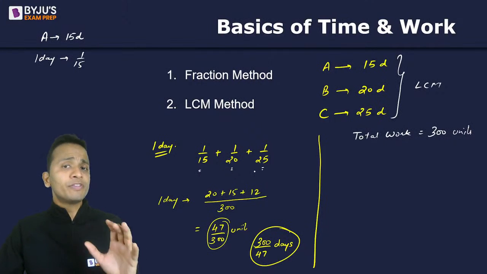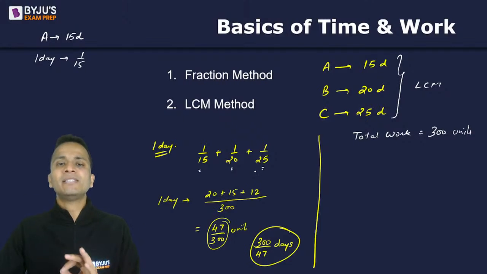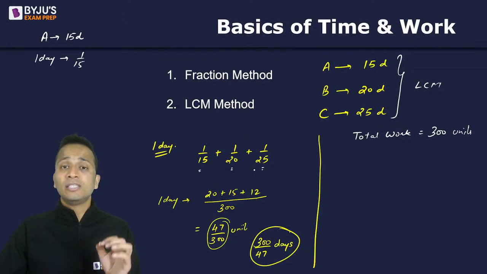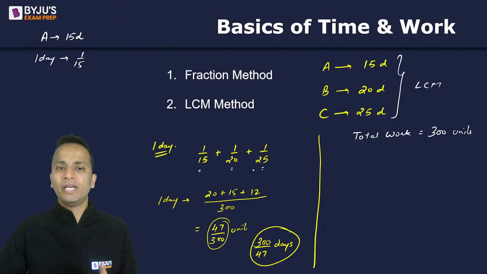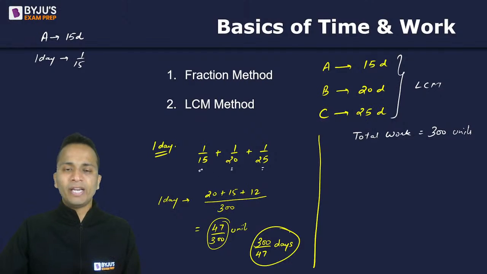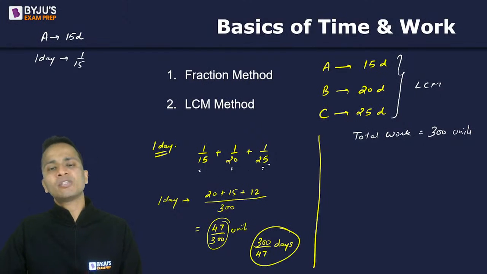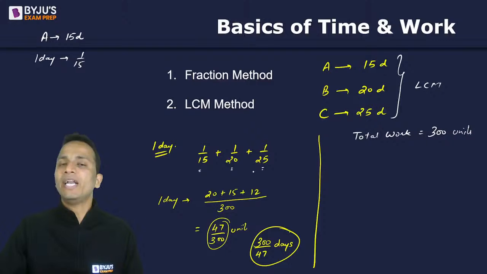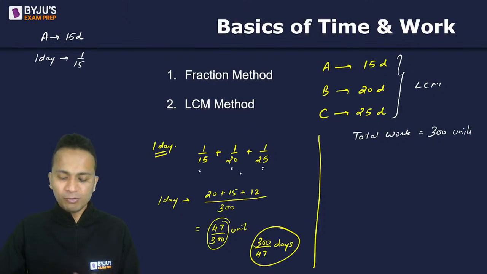Now, since all of them are working together, A, B, and C are working together, so together in 1 day, they will finish the sum of the individual work that they can finish in 1 day. Okay, so 1 day work of A plus 1 day work of B plus 1 day work of C will be the net 1 day work if A, B, and C will work together.